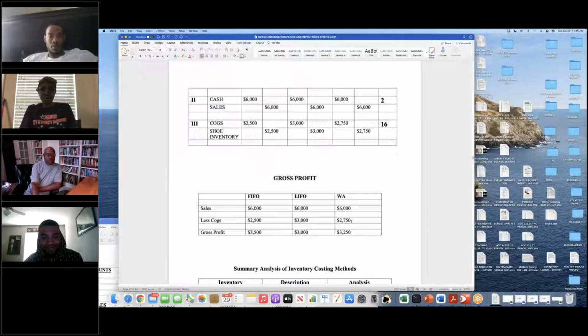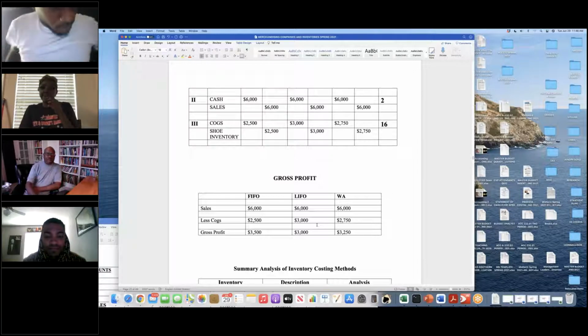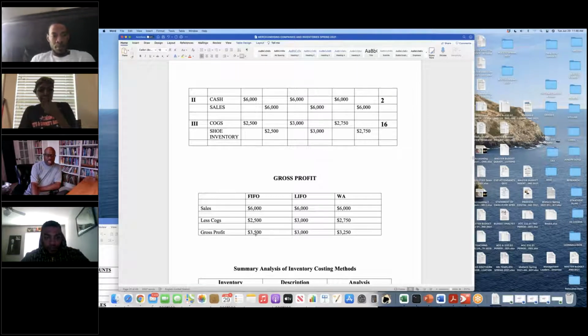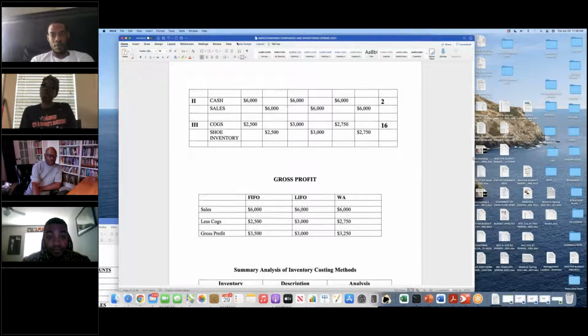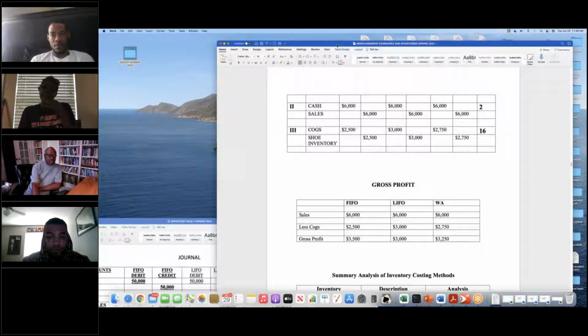And as we said, the sales is going to stay the same, cost of goods sold is going to be different, typically with weighted average in between, in rising prices. If there were falling prices, these would reverse, but we'll work with the rising prices. And notice those gross profits. Are there any questions?